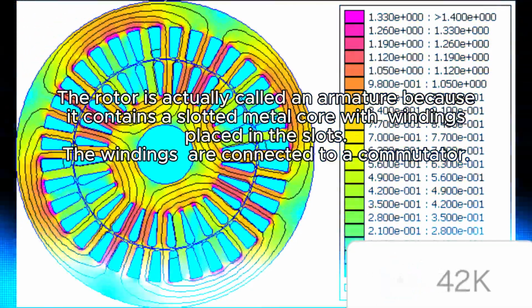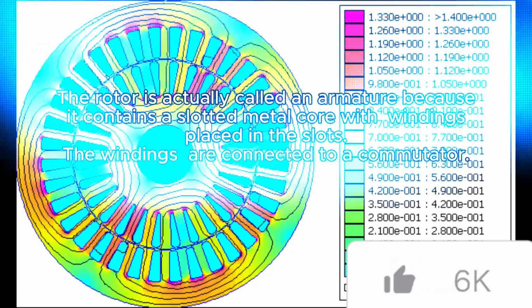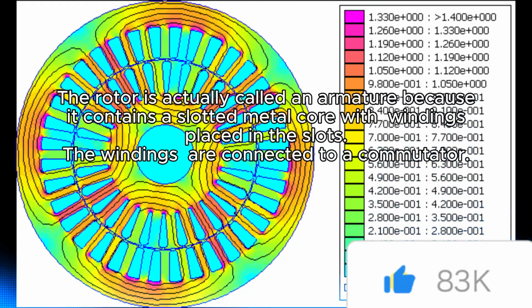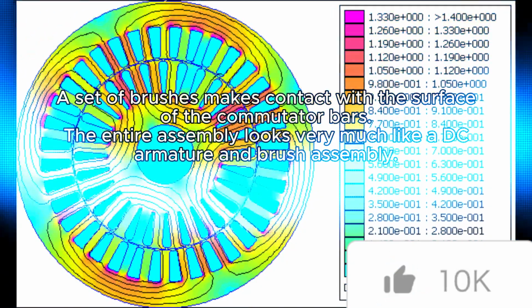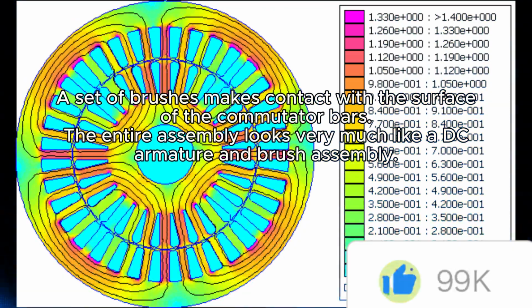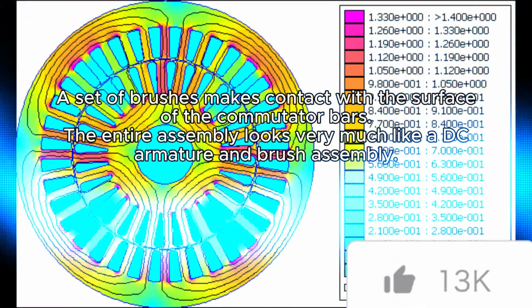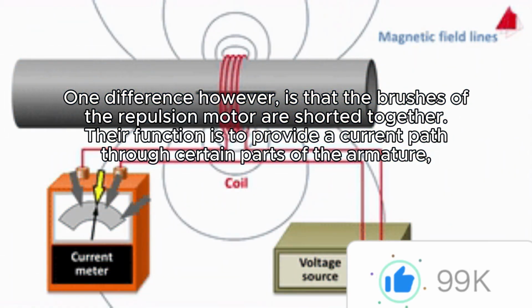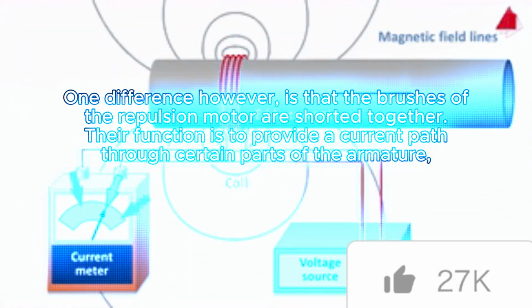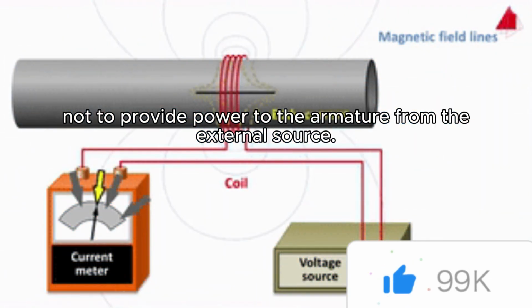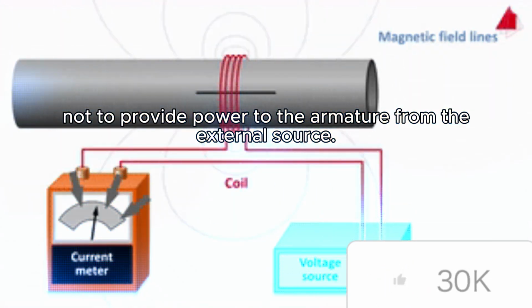The rotor is actually called an armature because it contains a slotted metal core with windings placed in the slots. The windings are connected to a commutator. A set of brushes makes contact with the surface of the commutator bars. The entire assembly looks very much like a DC armature and brush assembly. One difference, however, is that the brushes of the repulsion motor are shorted together. Their function is to provide a current path through certain parts of the armature, not to provide power to the armature from the external source.